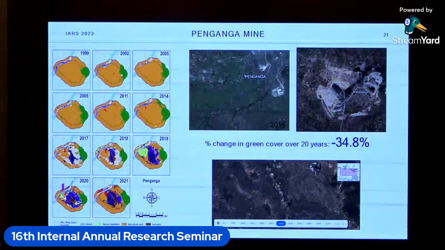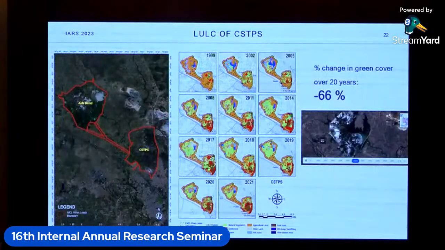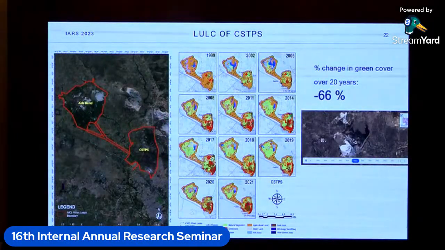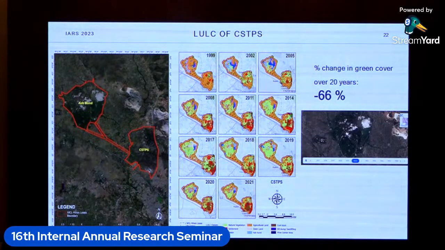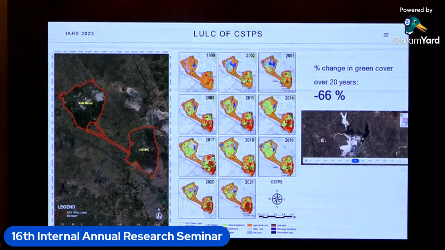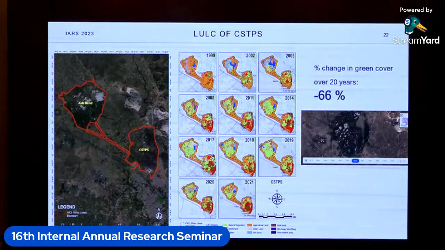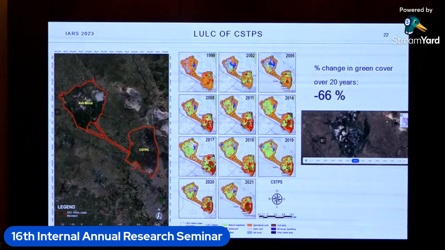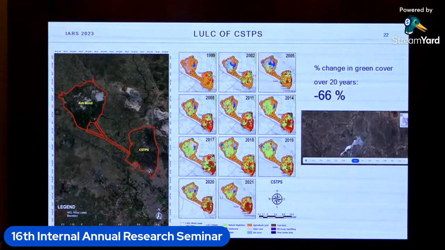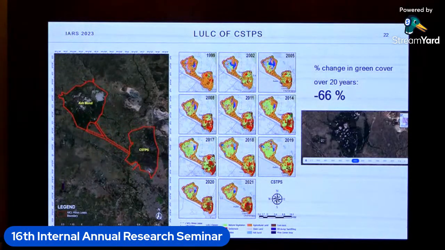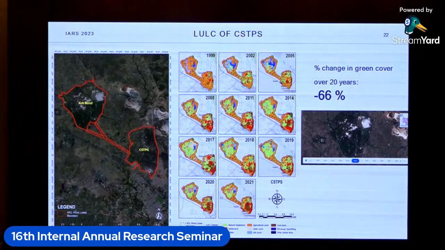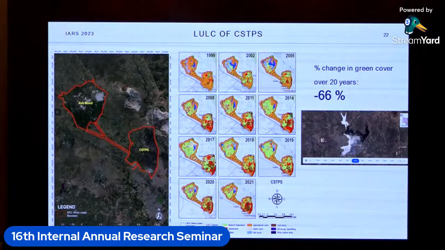Now, we have Chandrapur Super Thermal Power Station. It has seen a dip of 66% in green cover. Mostly the residential land green cover has been lost to settlement area because of the CSTPS; the settlement area near the CSTPS has increased. The corridors are there. And near CSTPS is the ash pond, which is 6 kilometers away from it, and it has been increasing over past decades. It is increasing every year.